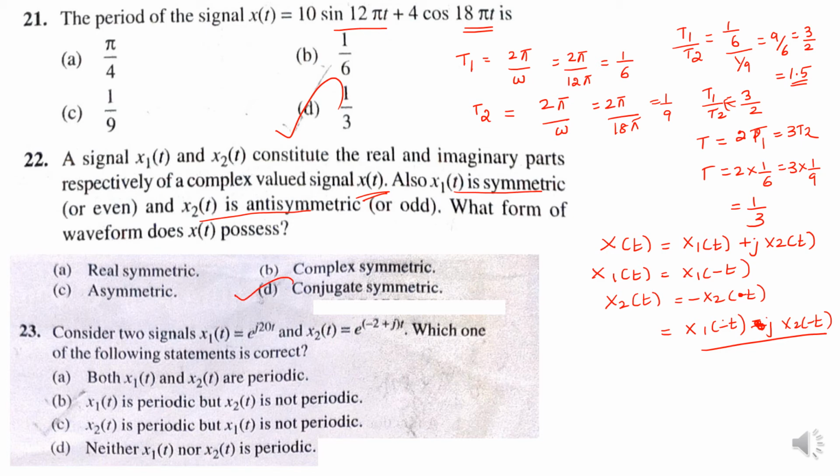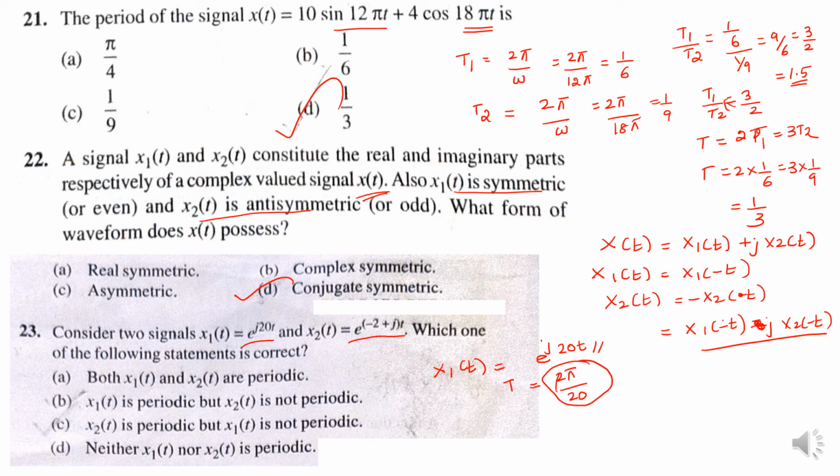Next, consider two signals. x1 of t is e power j20t, x2 of t is e power minus 2 plus j t. Which of the following statements is correct? First, I am going to take x1 of t and I have to find out whether it is periodic or not. So T is equal to 2 pi by 20. So 2 pi by 20 is the periodic signal.